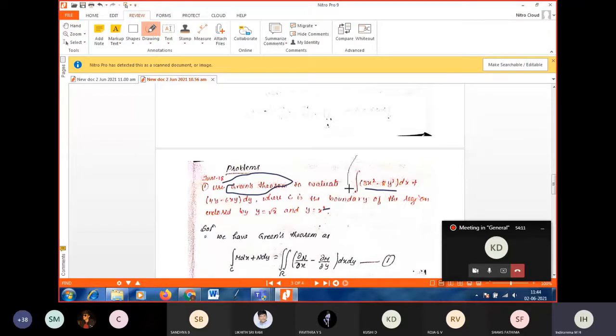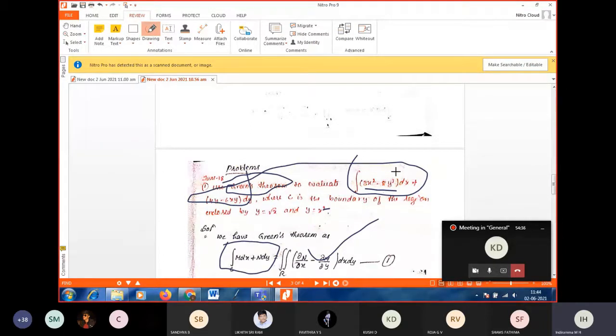See, they are given a single integral to evaluate using Green's theorem. It means we have to substitute for the LHS what they are given. No need to simplify this. We have to use the RHS to simplify and get the answer for the LHS. Did you clear? If they are given a single integral and say use Green's theorem to evaluate it, this is Green's theorem, equation 1. They are given the LHS, we have to use the RHS and evaluate.